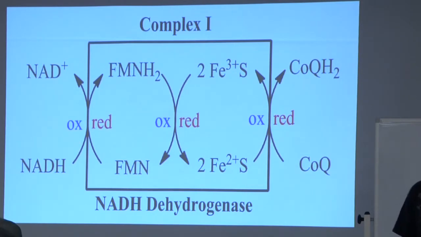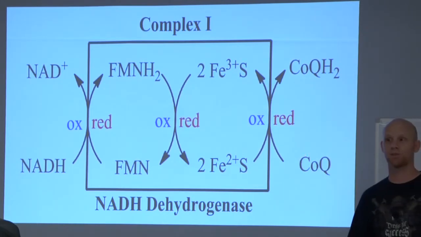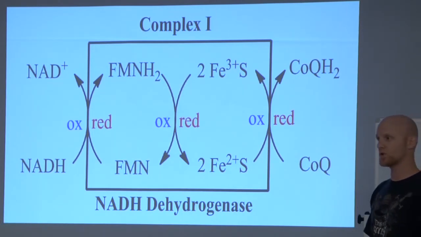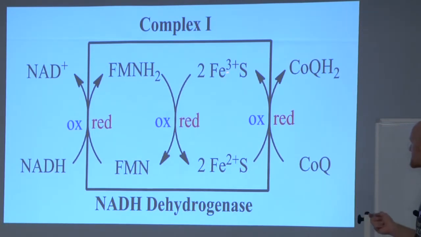NADH is getting oxidized. And at the other end, what's happening to coenzyme Q? He's getting reduced. That is the net reaction for complex 1. NADH gets oxidized, coenzyme Q gets reduced. Yeah, there's some electron carriers along the way inside of complex 1, but the net reaction is also something you just need to know. Notice that's also where it gets its name.